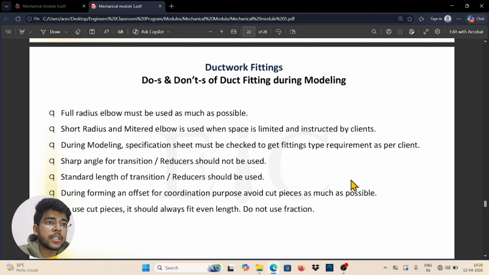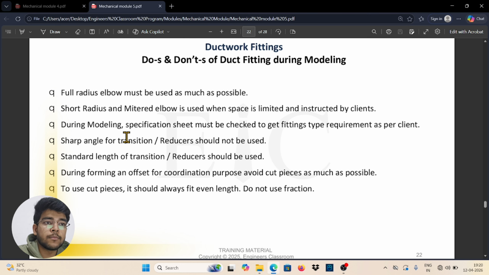Now you can see the dos and don'ts of duct fitting during modeling. Full radius elbow must be used wherever possible. You should always use full radius elbow. Short radius and mitered elbow are used when space is limited or instructed by the client. When you have a space constraint, or are instructed by the client, you should use short radius. Otherwise you can use full radius elbow. During modeling, the specification sheet must be checked to get the fitting type requirement as per client.